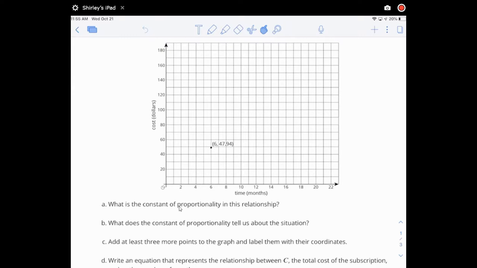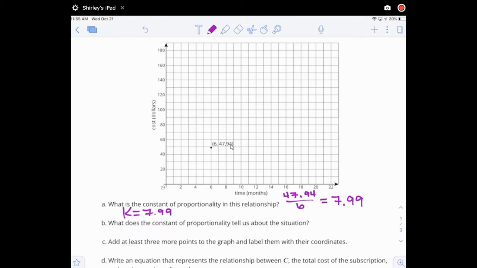So we know to find constants of proportionality, we can divide the y coordinate by the x coordinate. So we can go ahead and do that. We're going to do 47.94 divided by 6. So if we type that in, we get 7.99. So my constant of proportionality, k, equals 7.99.